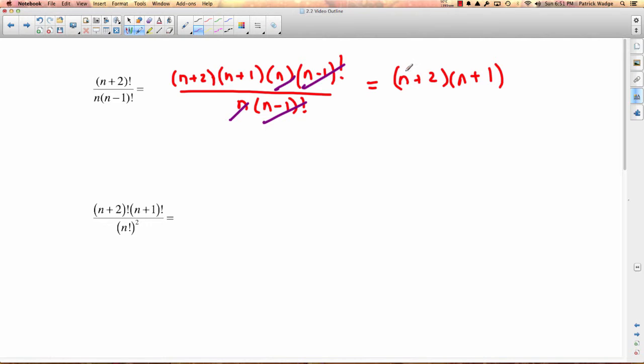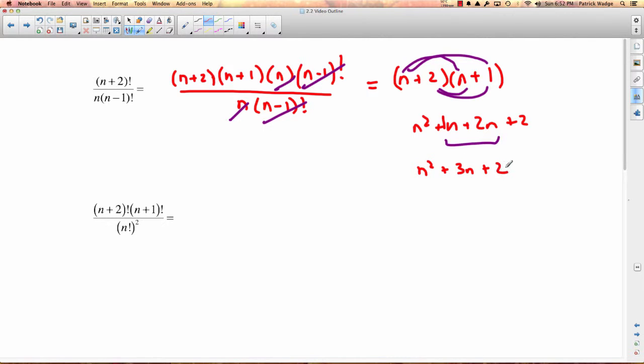You could, if you wanted to, do your mountains and your valleys and see what you get there. N times n is n squared, n times 1 is n, 2 times n is 2n, 2 times 1 is 2, and then you could combine these two middle terms. So you get n squared, n plus 2n. Well, that's like 1n plus 2n, which is 3n plus 2.